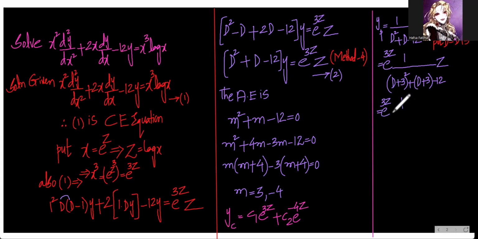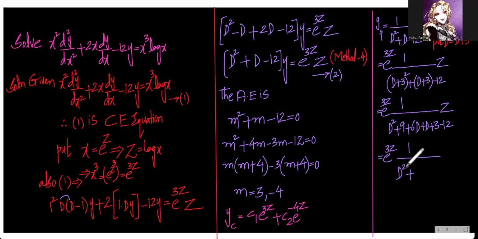into 1 by a square plus b square plus 2ab, and this will be added d plus 3 as it is, minus 12 into z. This is further, if you simplify, e power 3z into 1 by d square plus 6 plus 1, 7d. Okay, we are going correct only, right? We are going correctly, right?